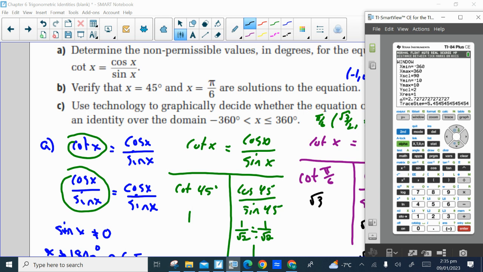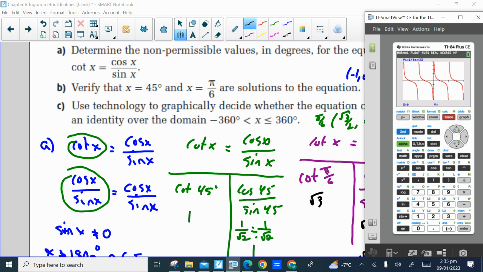And our scale of 90. Not sure what the y windows should be, so I'll just leave them as is. And it happened really fast, but it drew the two graphs, one directly over the other. And you can see that there are asymptotes here. Looks like at every 180 degrees.